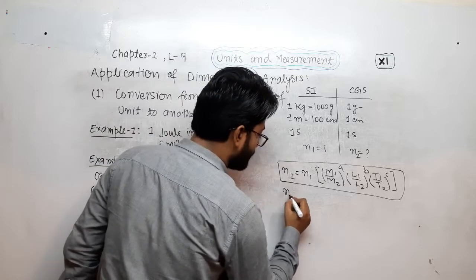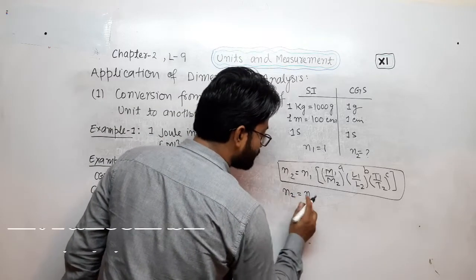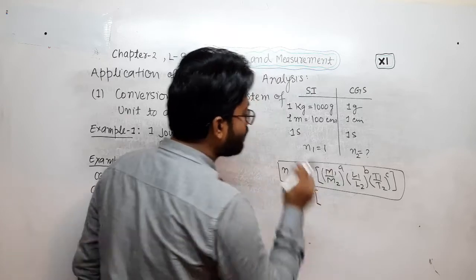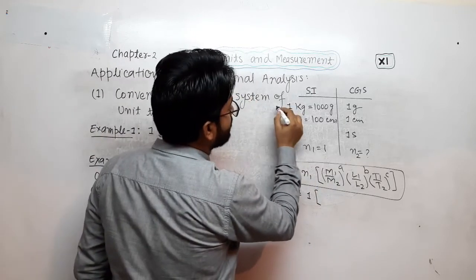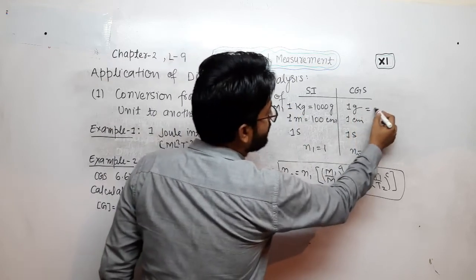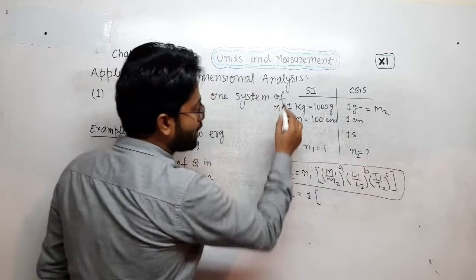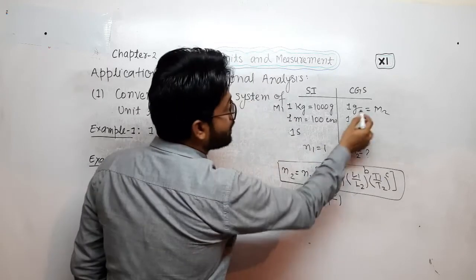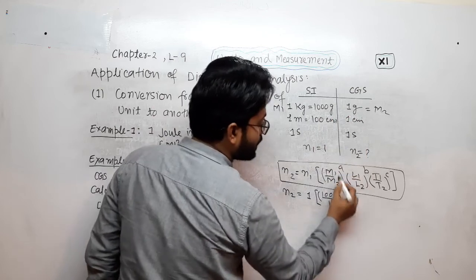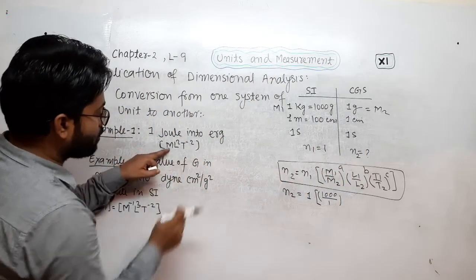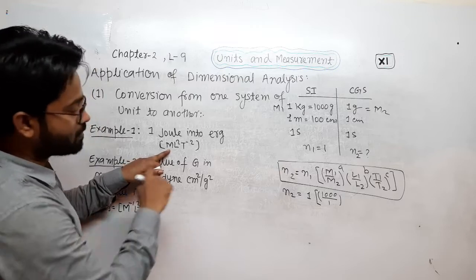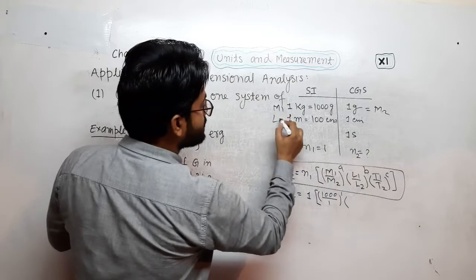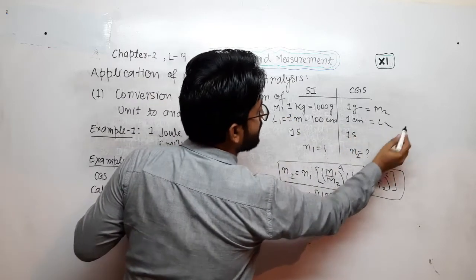Put the values. N2 is equal to N1 times (M1/M2) to the power a, where N1 is given as 1. M1 is 1000 upon M2, which is 1, to the power a. Put the value 1. This is L1 and this is L2.